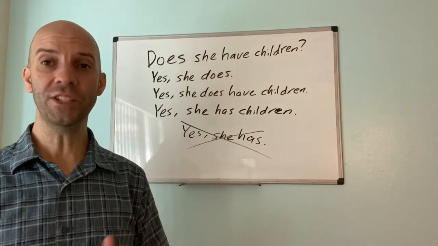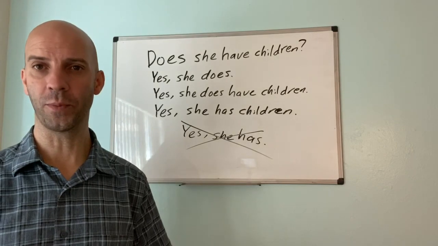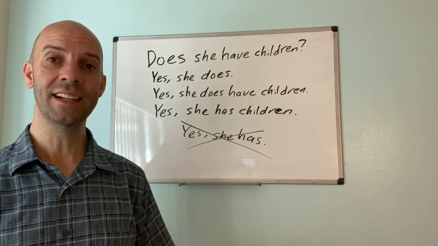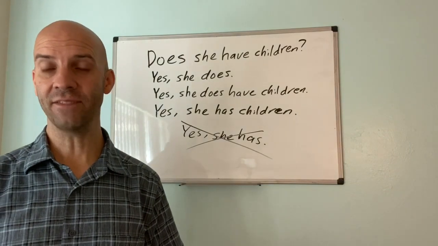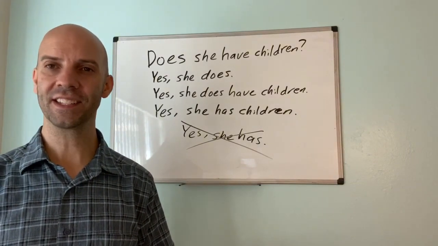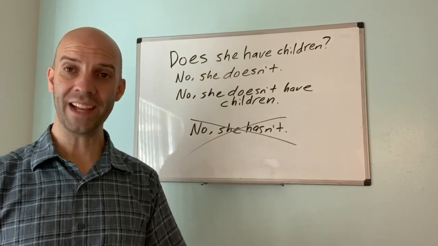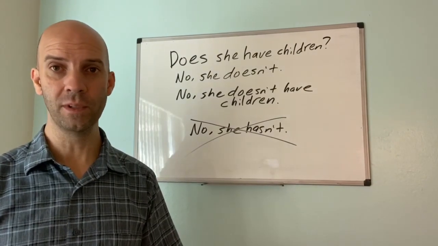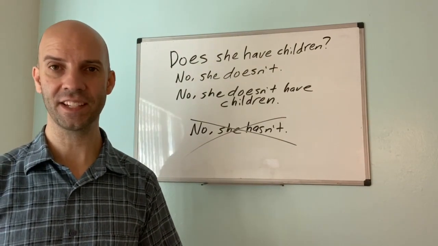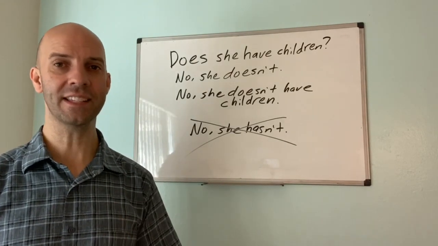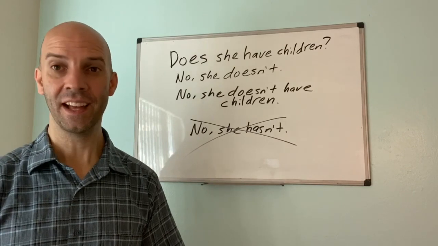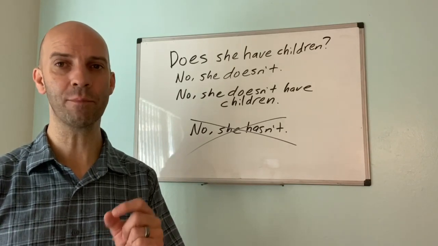There are different ways you can answer questions in the third person. You could say, yes, she does. Yes, she does have children. Or, yes, she has children. To answer the question in negative form, you could say, no, she doesn't. No, she doesn't have children. But you cannot say, no, she hasn't. No, she hasn't is for the present perfect.